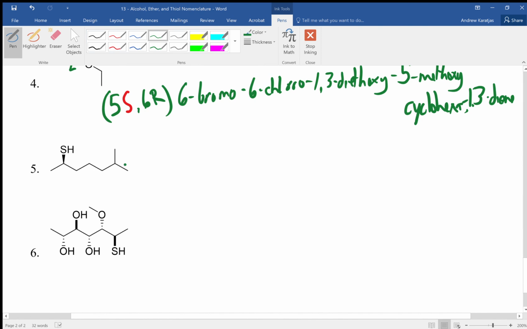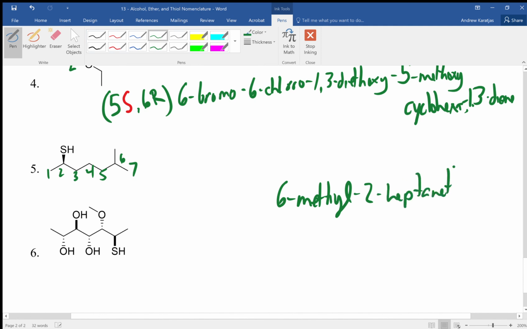Number 5 is a thiol. That's the only functional group here, so we number it based on the thiol. So we have 6-methyl-2-heptanethiol. The carbon with the thiol on it is chiral. Priorities are 1, 2, and 3, and so it would be R.